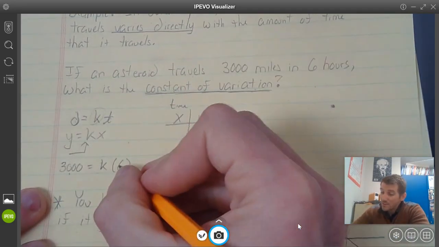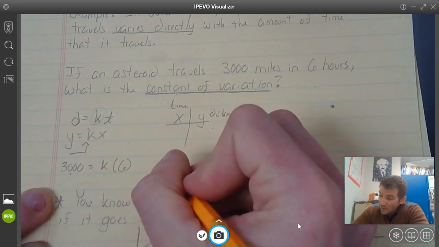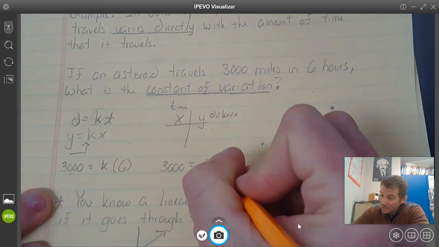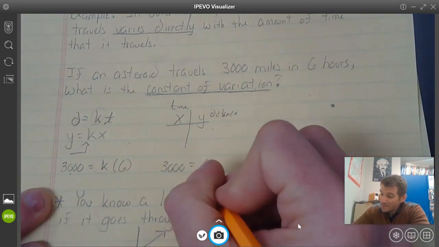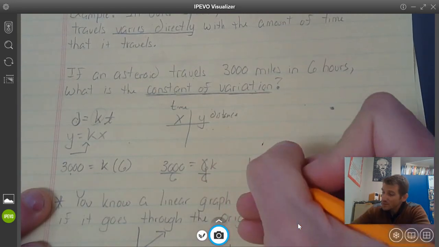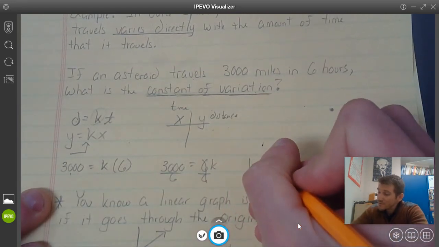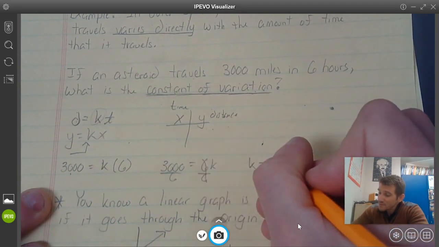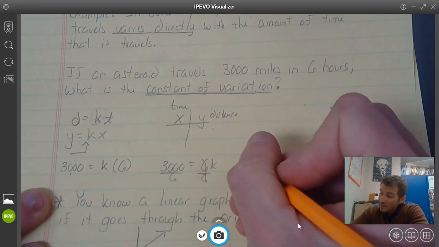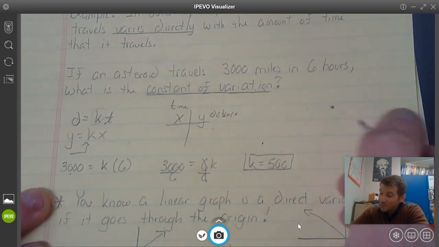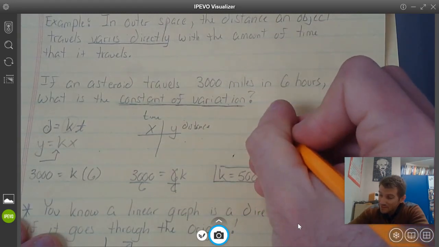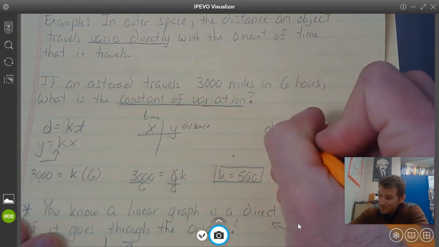All right, so now, again, we're solving for k. So I know that 3,000, what's k times 6? Well, that's 6k. Final step, I can divide by 6. And k would equal, I believe that's a 5 and 2 zeros, 500. That sounds right. Okay, so my constant of variation is 500. If I wanted to write this as a formula, I could say distance equals 500t.